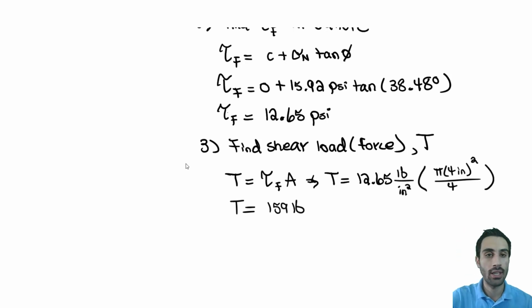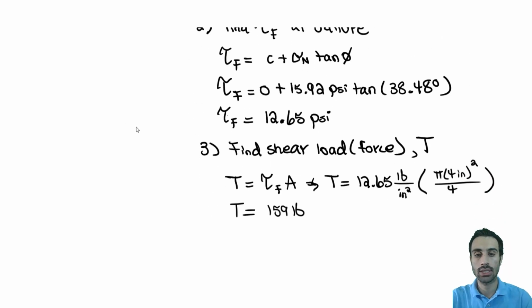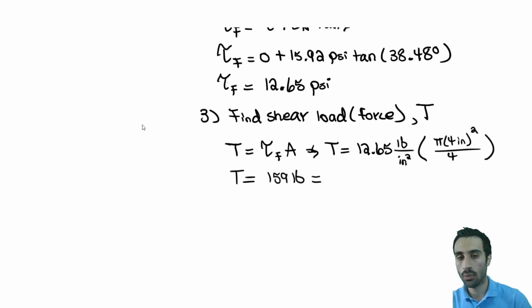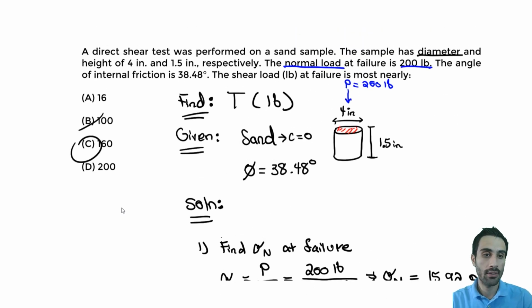And if we look at our answer choices, the closest one, which is often on the FE, you'll see stuff like this. The one that makes the most sense has to be 160, right? It has to be that 160. So this would be about 160 pounds. And that's going to be the shear load or the shear force at failure. So it should be C for that one.